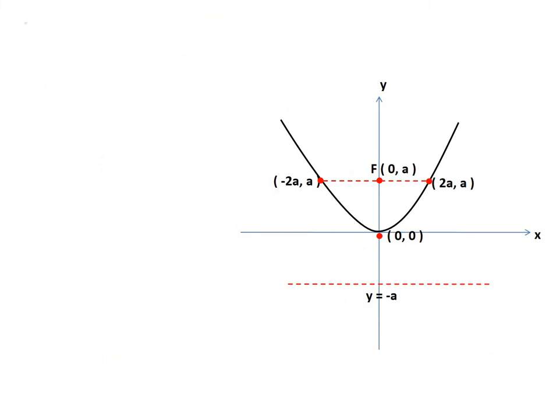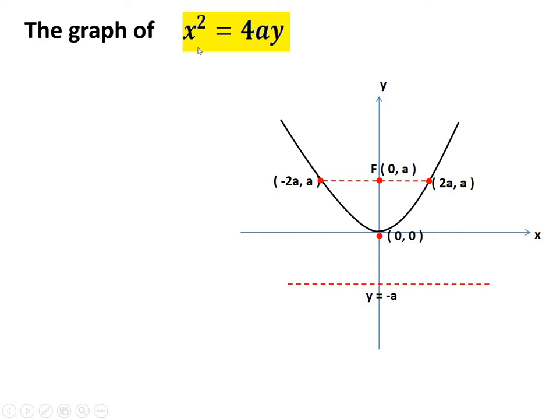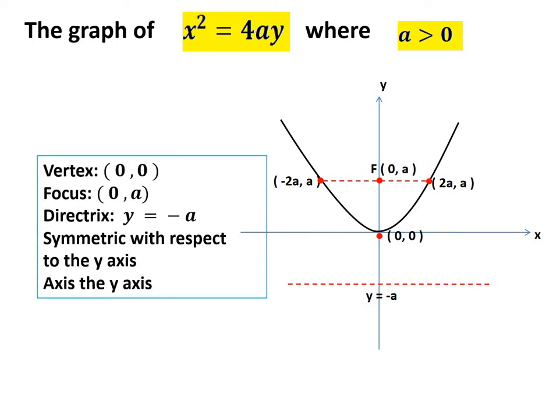Let's proceed with the third. What if this is the graph? Okay, so as you can see, you're given this time x squared. So x squared equals 4ay, where a is greater than 0. Your a this time is upward. So if you have x squared, the axis is your y. So let's have the definition. Vertex is at (0, 0). Focus is (0, a).